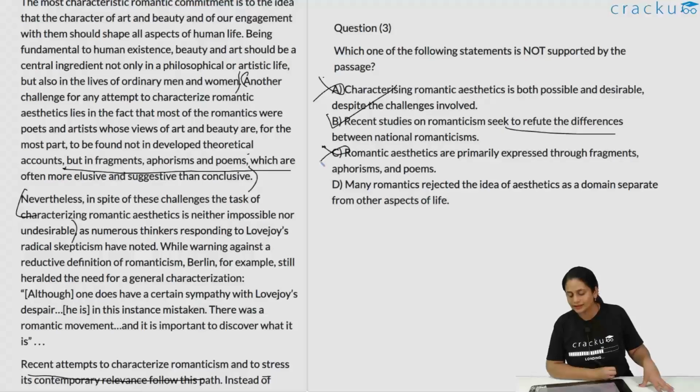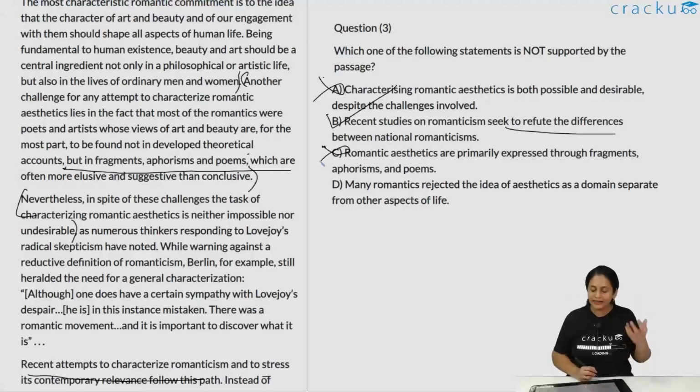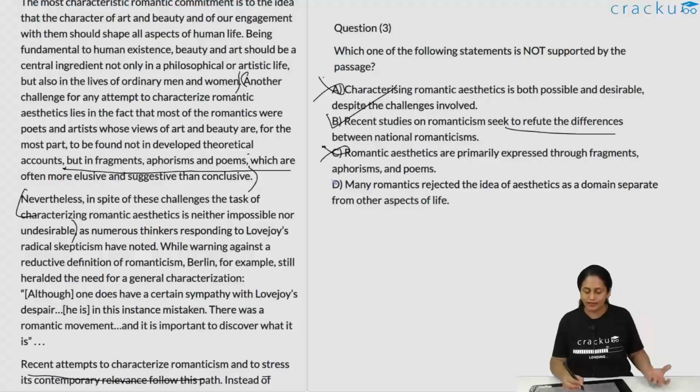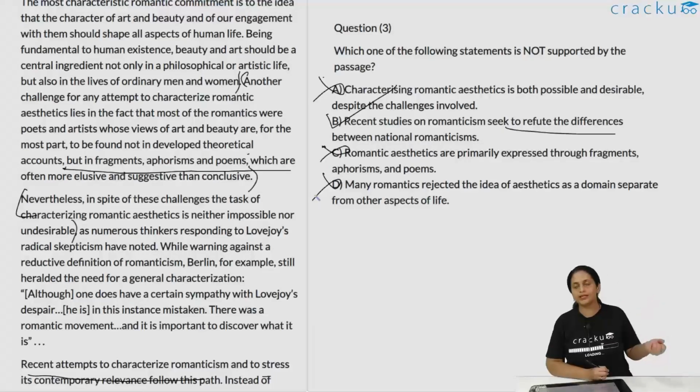Many romantics rejected the idea of aesthetics as a domain separate from other aspects of life. A very clear second idea, it is very clearly mentioned. So D is also correct. B is the right answer.